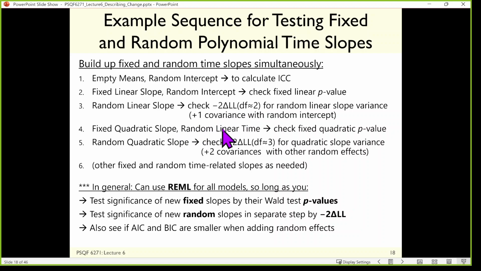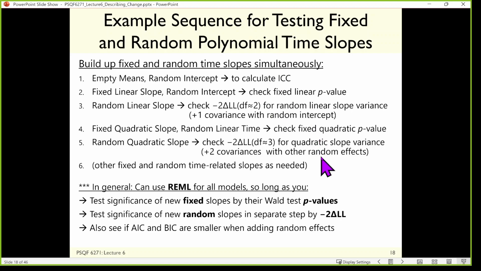Then I would go fixed quadratic random linear, which would allow me to then test the fixed slope by itself by looking at the Wald test. And then random quadratic would be after that, which would be degrees of freedom 3, because we would add one new variance plus the covariance with the two things that were already there.